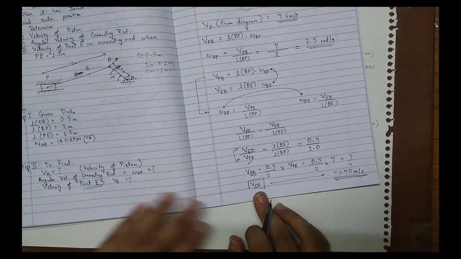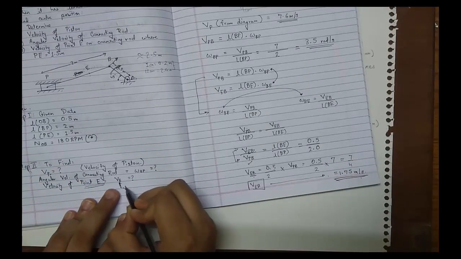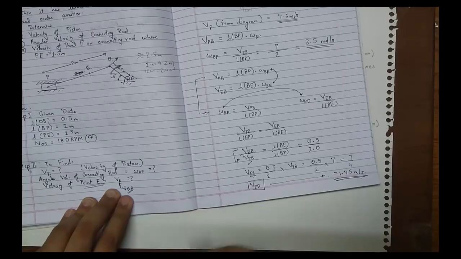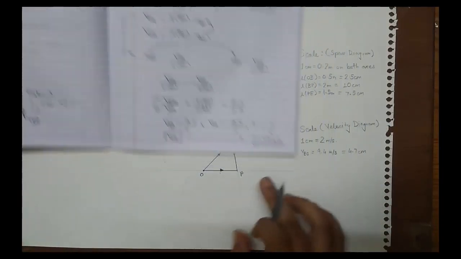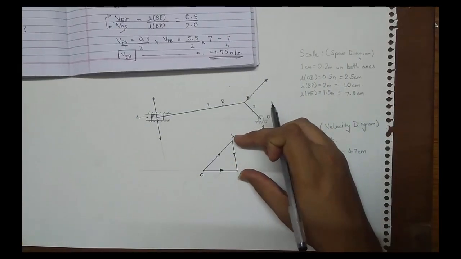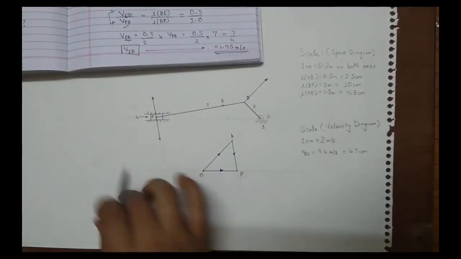But this is not the absolute velocity of E. We want to find the absolute velocity of E, that is velocity of E with respect to ground, that is velocity of E with respect to O. So we will first mark this on the velocity diagram, and then we can connect O to E and find the absolute velocity of E.